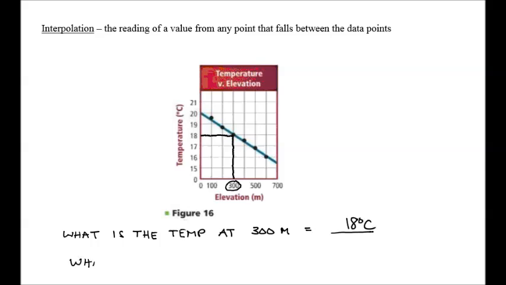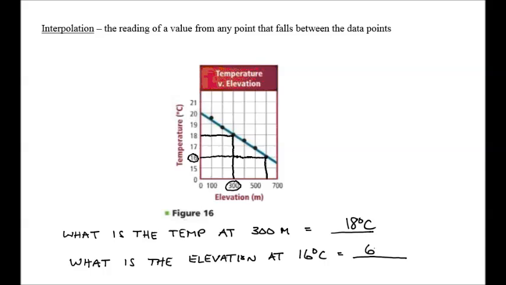What is the elevation at 16 degrees Celsius? So we find 16 degrees Celsius, extend it over to the graph line, follow it down, and we see it is at 600 meters.